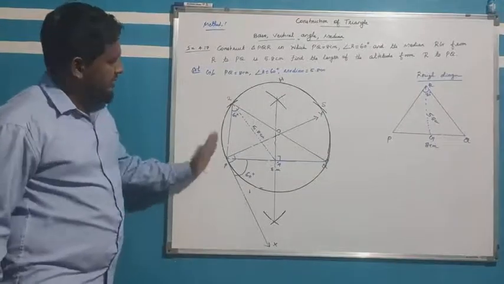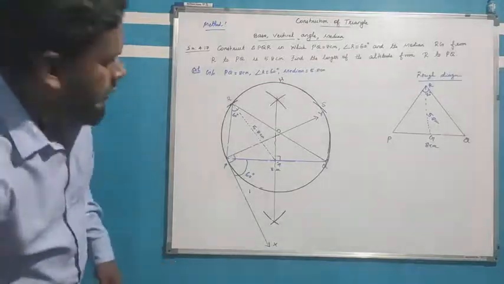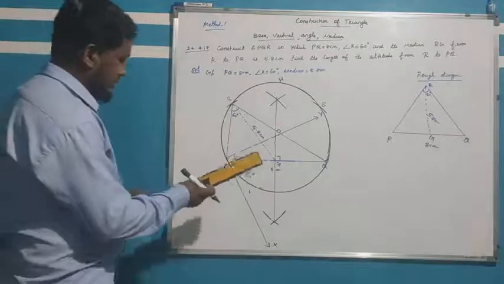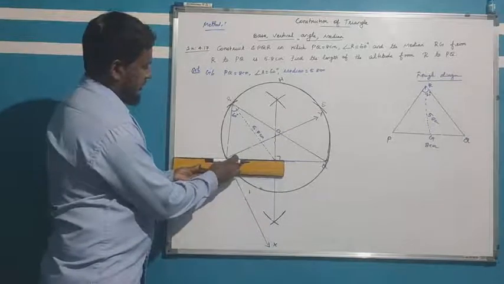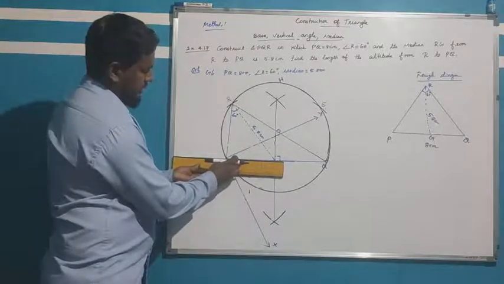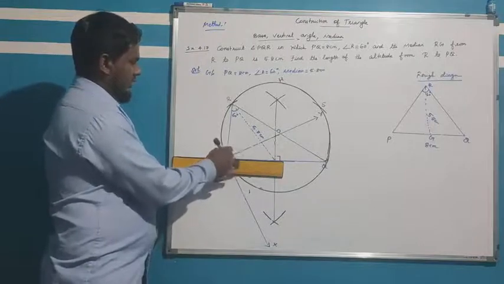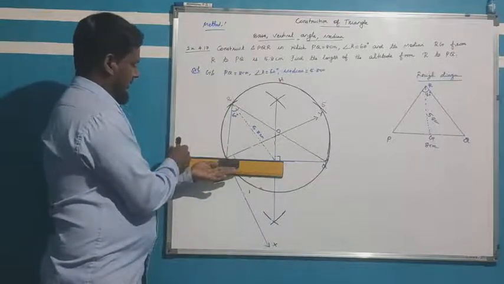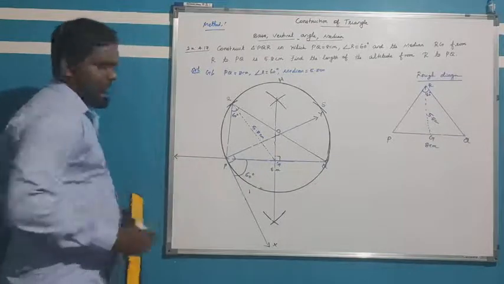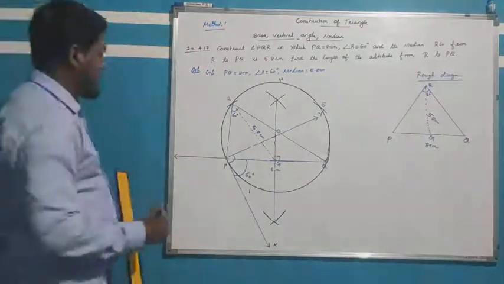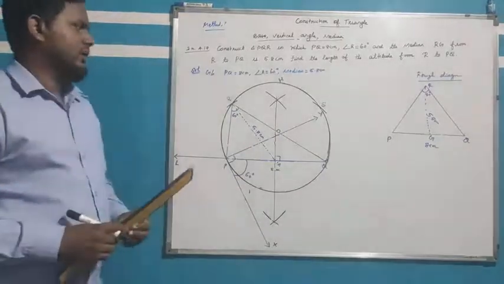The length of the altitude here, we did not measure. So how do we find the length of the altitude? Oppositely, we have to extend the line segments. In this line segment, we can consider the name L.